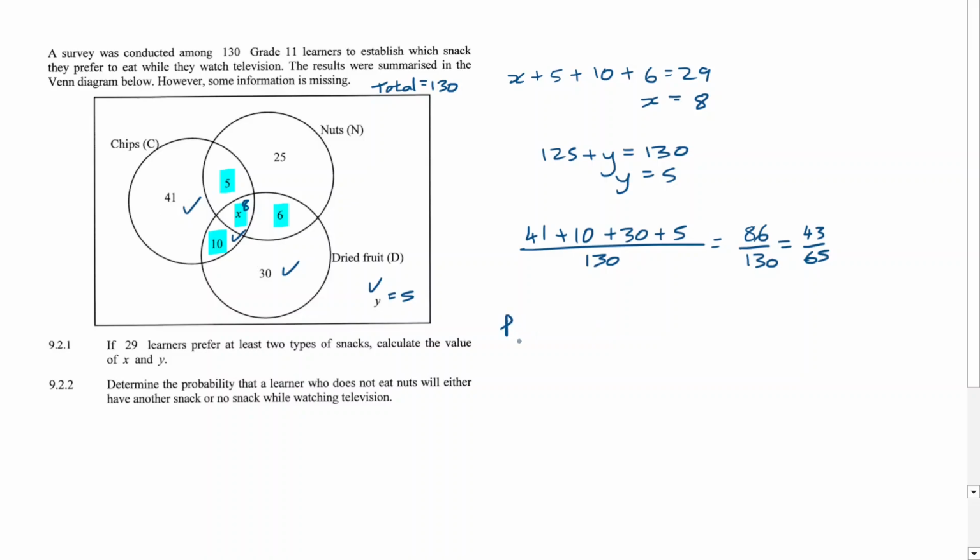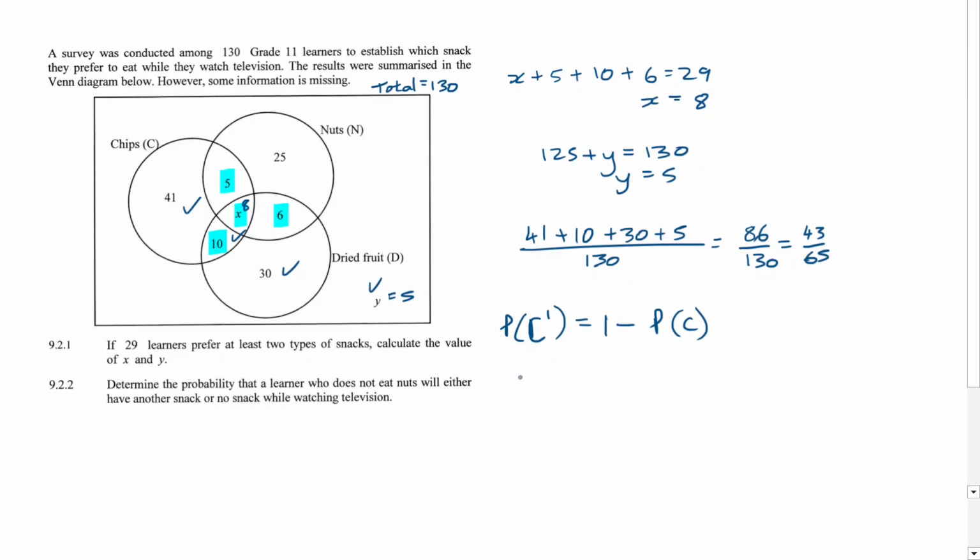If they said, what's the probability of not liking chips, you'd do the same. You'd block off chips and you'd add up all the numbers, including those that are outside the circles. Another way you could work that out is you could go 1 minus the probability of that thing happening as a way of working it out.